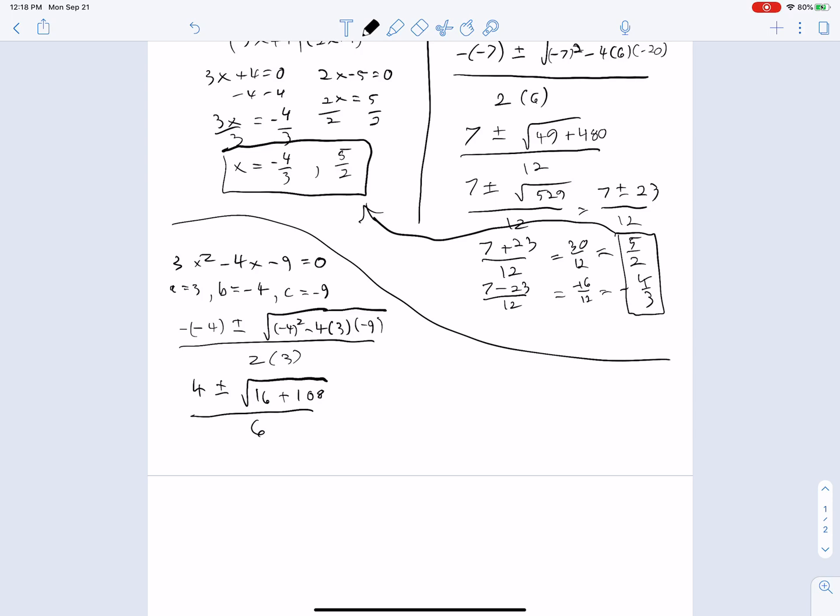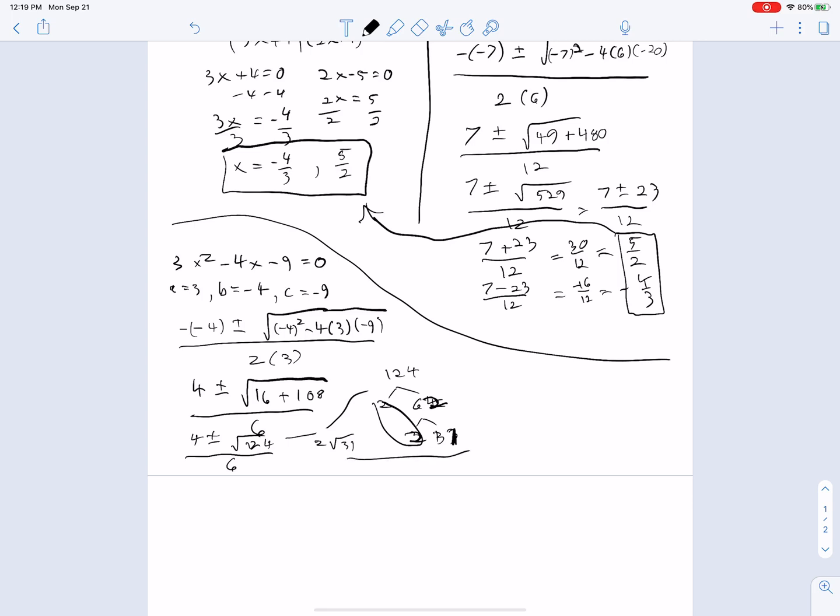So we can continue to simplify this down. That's going to give us 4 plus or minus the square root of 124 all over 6. Now 124 is not a perfect square, so we have to break this down. 124 is 2 times 62, and 62 is 2 times 31. Since we have a pair of 2's, we can pull out a 2, so that's going to be 2 times the square root of 31.